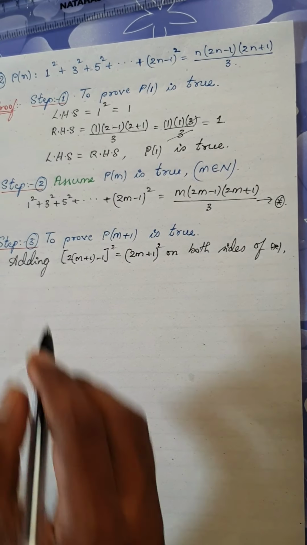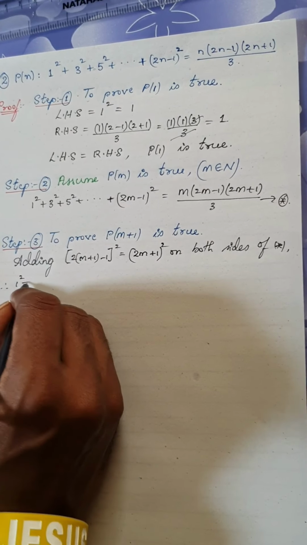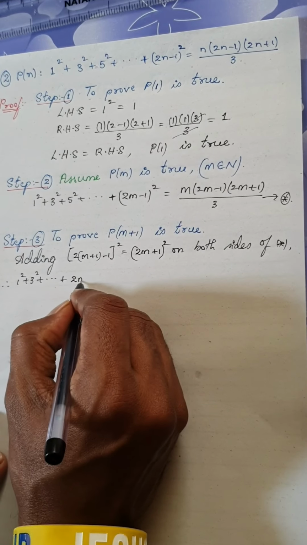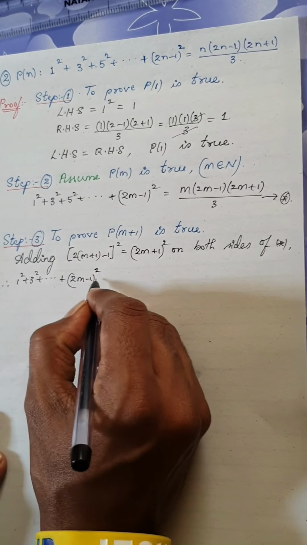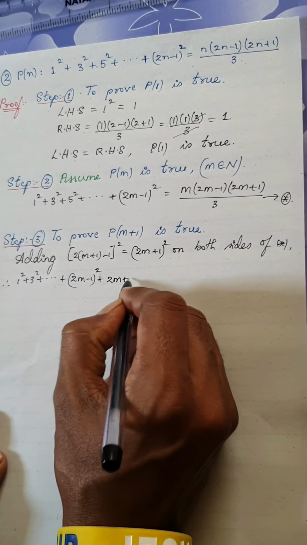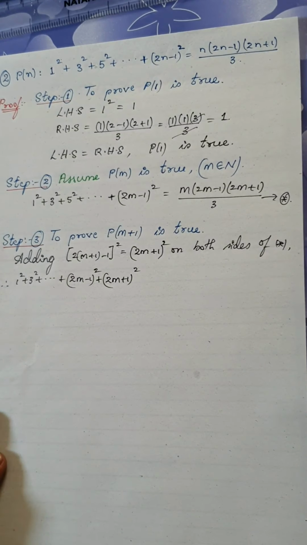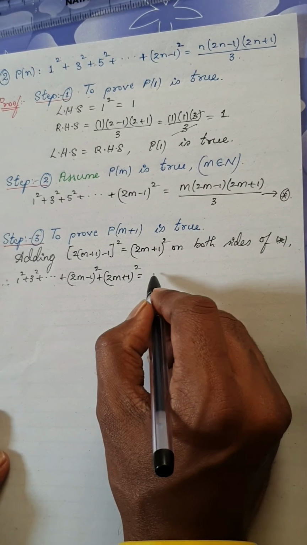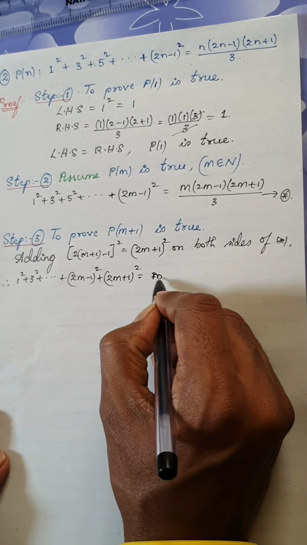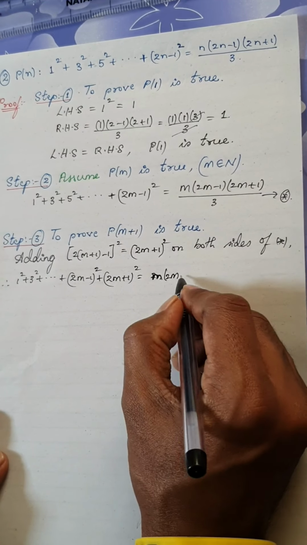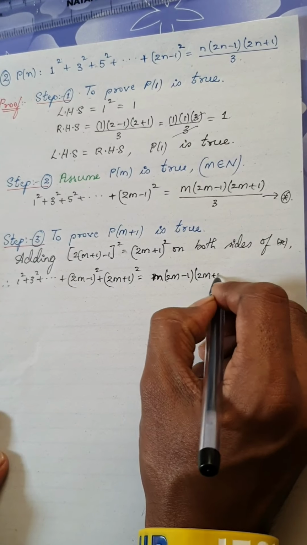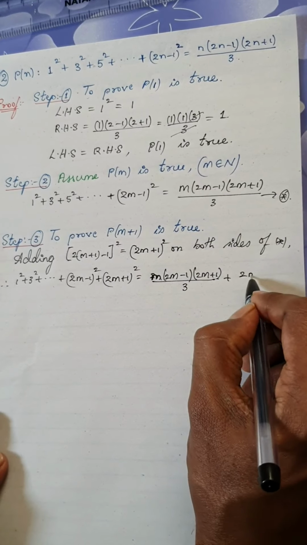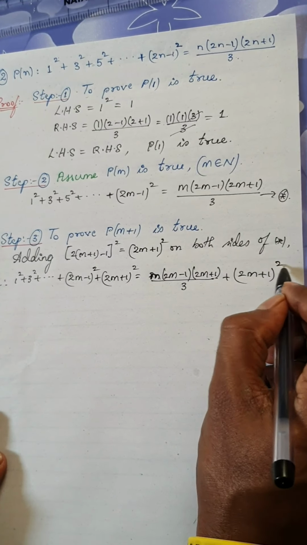Okay, see what happens. Therefore, I can write 1 square plus 3 square, that is enough. The term you already have is (2m minus 1) whole square. To this term I am going to add (2m plus 1) whole square. So LHS is quite clear. Moving on to our RHS. What I already have is m into (2m minus 1) into (2m plus 1), divided by 3. To this term I am going to add (2m plus 1) whole square.